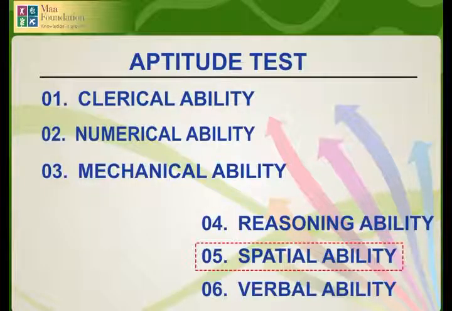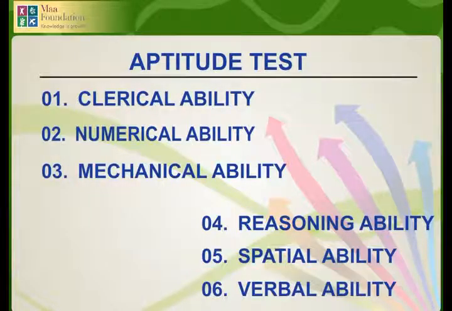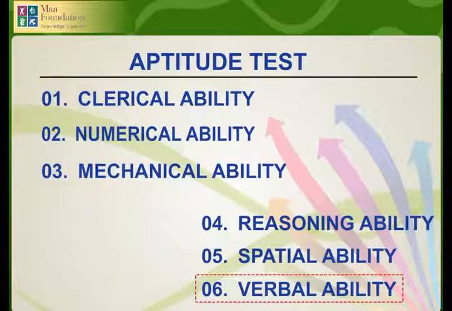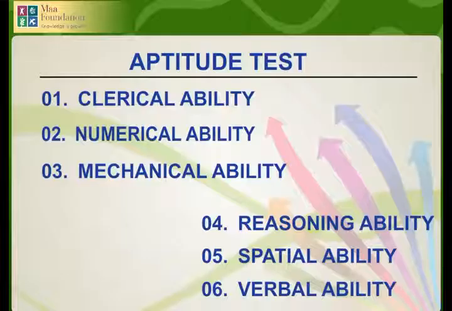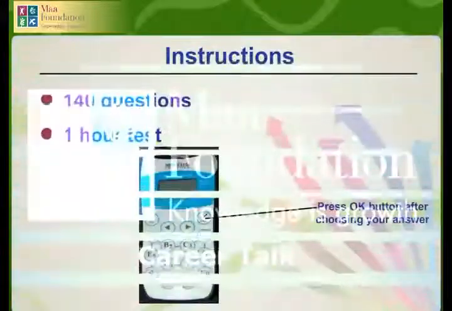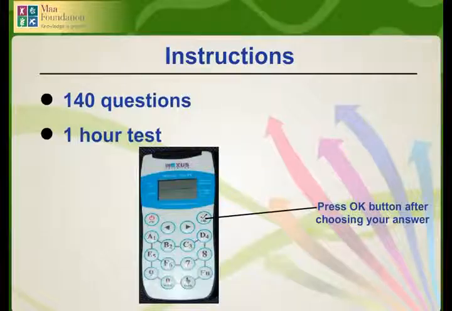Fifth is spatial ability. This ability measures your imagination ability. Sixth is verbal ability. This ability means knowledge about language. Instructions. This is a technology-supported test. You will have to give answers to each question with the help of a remote. All the questions will have various options like A, B, C, D, and E.